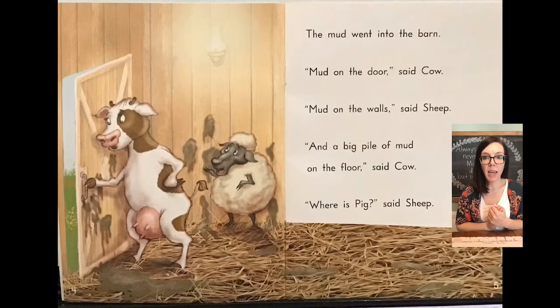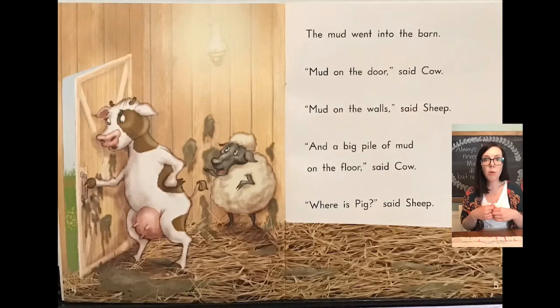So on this page, I want you to really practice your fluency and especially reading with expression. There are several things that the animals say on this page. And I want you to go back and see if you can read it how you think the character would say it. So when they're asking questions, you want your voice to go up. If they're just telling you something, then you don't necessarily need your voice to go up. But at the very end of this page, it says, "Where is Pig?" said Sheep.